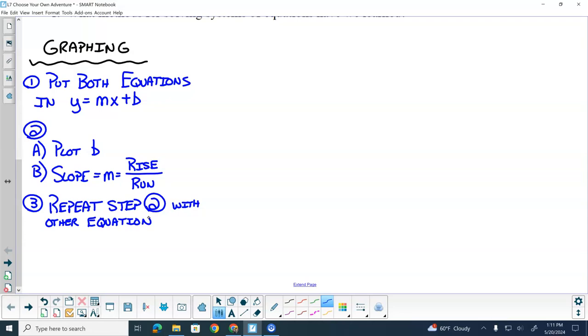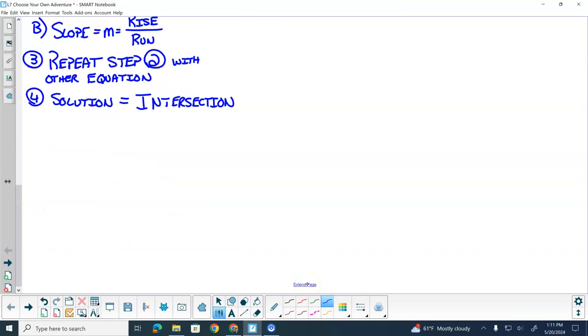So now we've got two lines on our graph. Now what? The point where they cross? Can we just call it the point where they cross? Okay. The intersection of the two lines, the point where they both cross, that's the solution, right? How are we going to write said solution? No, that's a line. So how am I going to write it? X comma Y.